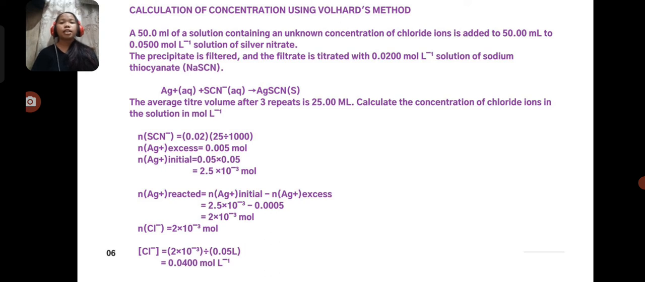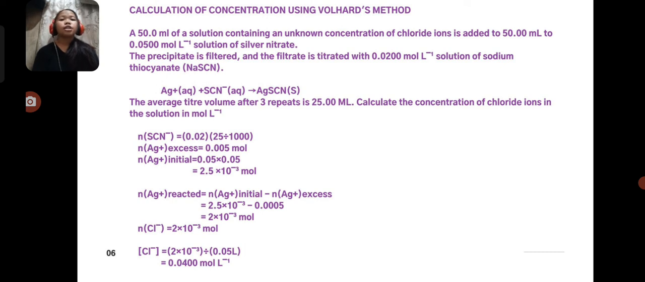Then we calculate the concentration of chloride ions in the solution in moles per liter. We should be reminded that the reaction is in a 1-to-1 ratio. This means the number of moles of SCN- is the same as the number of moles of Ag+. To find the number of moles of SCN-, we multiply the concentration of the sodium thiocyanate solution by the average titer volume after 3 repeats, divided by 1,000.